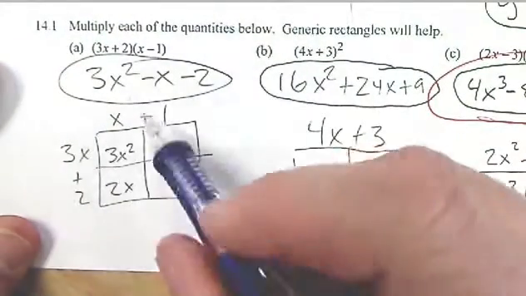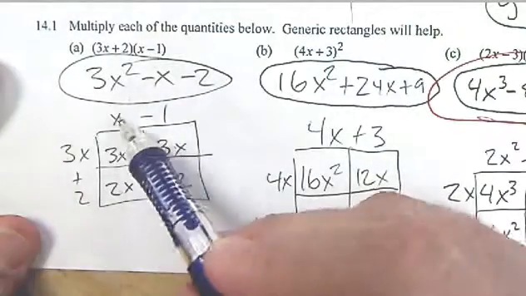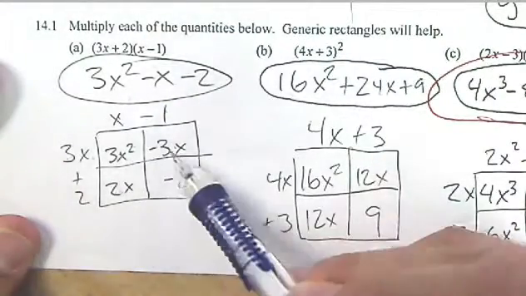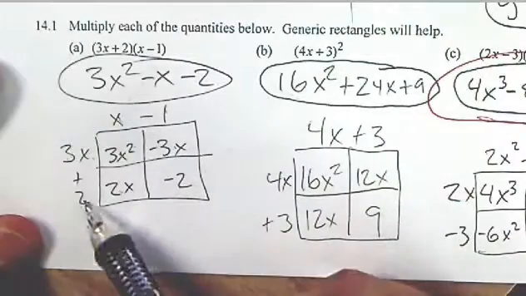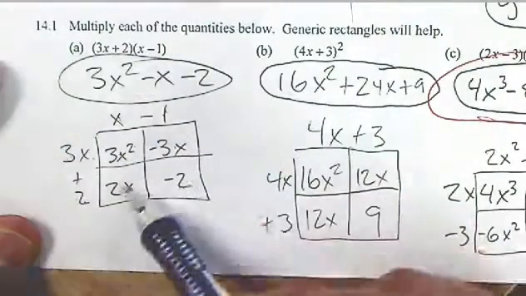I made a generic rectangle. To multiply these out, find the area of each part. So 3x times x is 3x squared. 3x times -1, -3x. X times 2 is 2x. X times -1, -2. Combine like terms. That's how I got the -x.